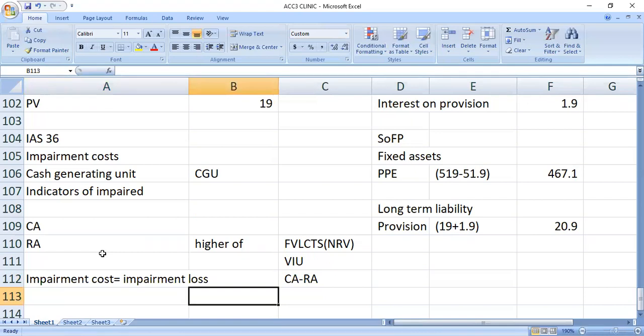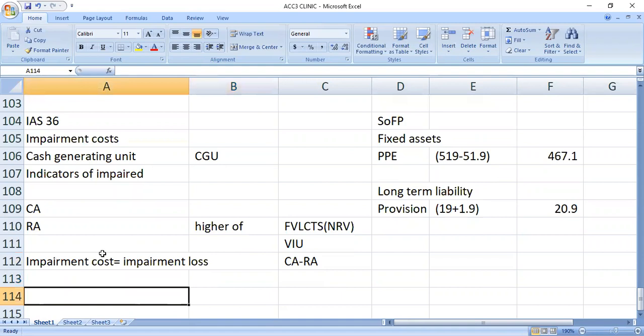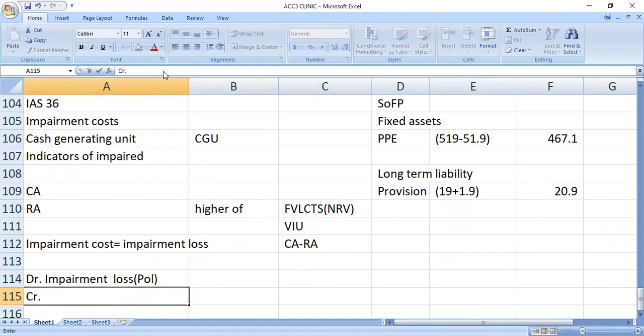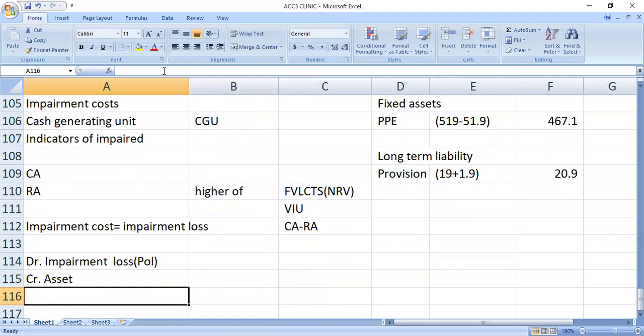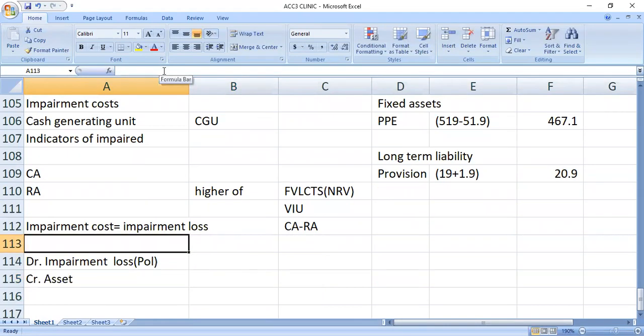There are 2 minutes left on this link, so I will try a number on the next link. For now, this is how you determine the impairment loss, and the entries become obvious. You debit impairment loss, or the P&L, because it goes straight to P&L. And then, of course, the asset has reduced in value, hence credit the asset. So these are the entries.